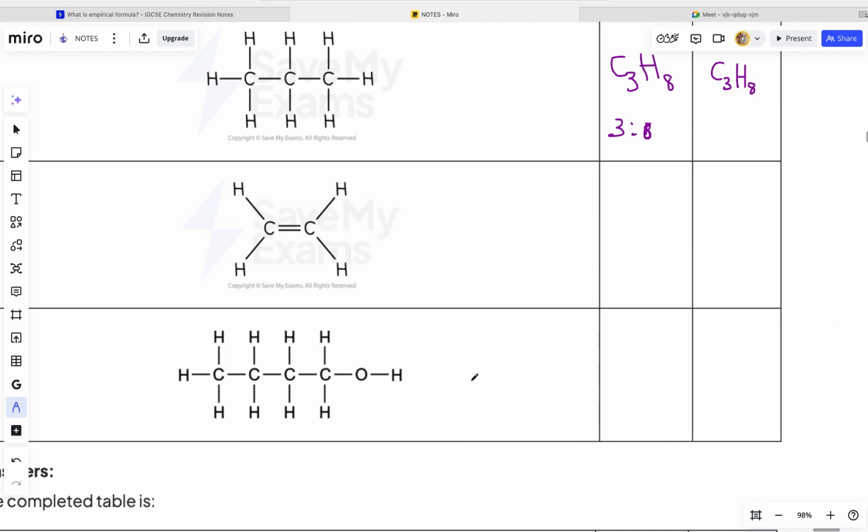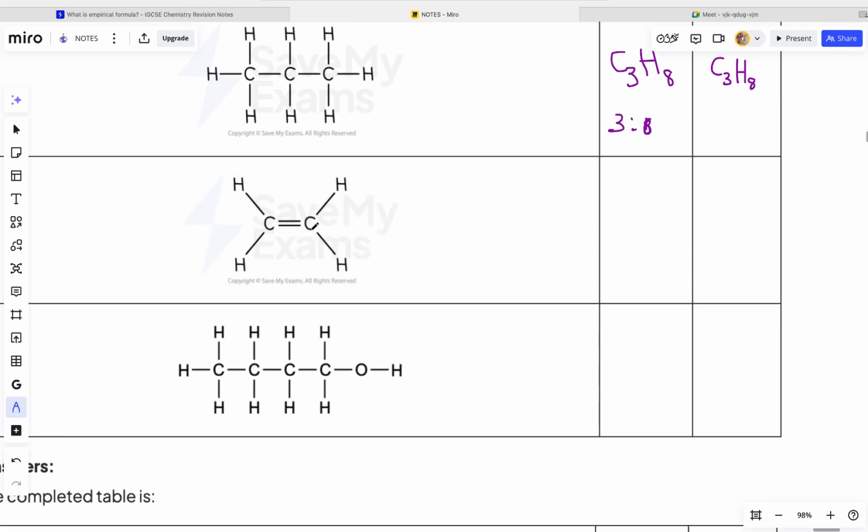Let's see. Here we have how many carbon atoms? We have 2. So we write C2 for the molecular formula. C2 and how many hydrogen? 4. C2H4. This is the molecular formula. Now by this one, if you look very well, we can reduce this ratio. Because this ratio 2 to 4, we can simplify it further. We can simplify it to ratio 1 to 2.